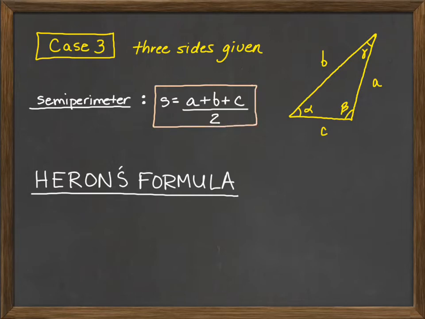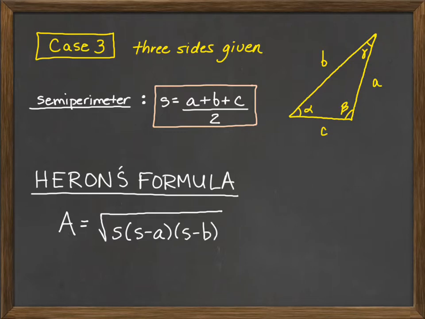The reason that's important is because in Heron's formula, to find the area, we use this idea of a semi-perimeter. So I'll write down Heron's formula now. It says that the area of a triangle is equal to the square root of S times (S minus A) times (S minus B) times (S minus C), where this S is the semi-perimeter we just talked about, and A, B, and C are the three sides.